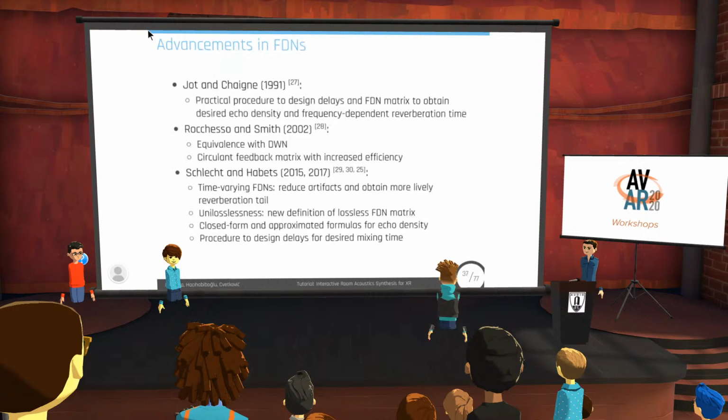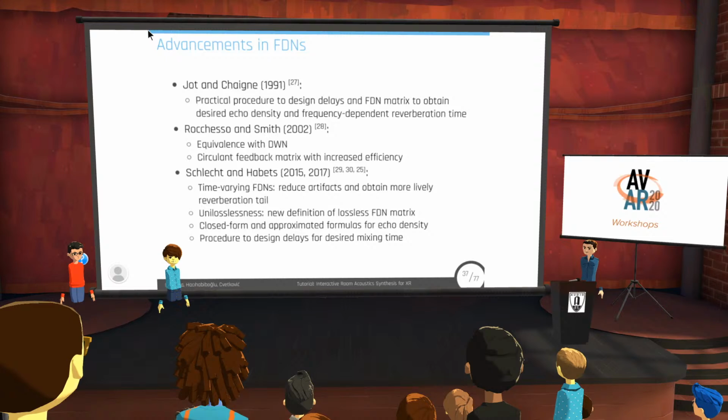Jot and Chaigne, in 1991, made certain contributions here, and they defined a process to design these delays and the feedback matrix. Also, Rocchesso and Smith, in 2002, made advancements in FDNs by proving equivalence with digital waveguide networks, which we're going to discuss in a second, and also defined circulant feedback matrices to increase efficiency.